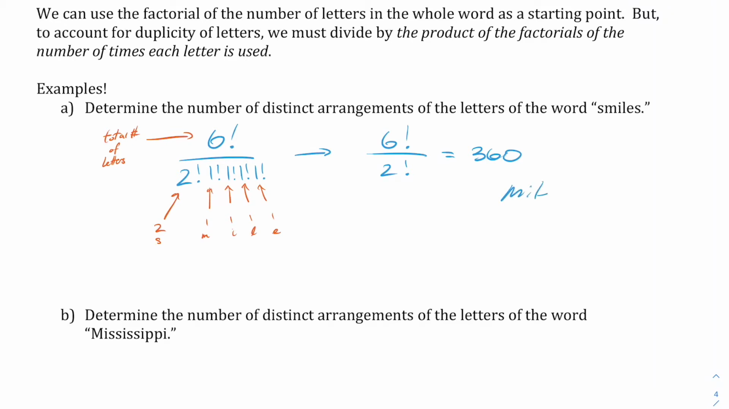Maybe one is like miles. Maybe one is slimes. What's another arrangement of this? Lime. You rearrange the letters. There's like 360 of these. I don't have the time to write them all out. And I'd run out of ink too. That'd be devastating. Gracious.